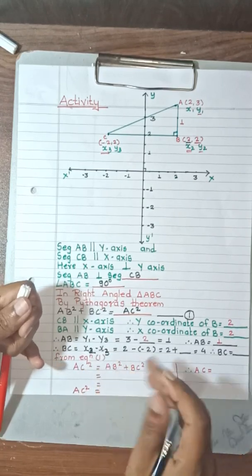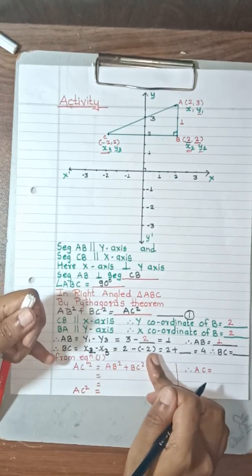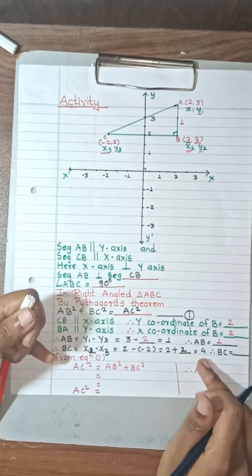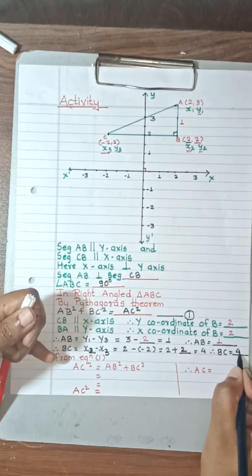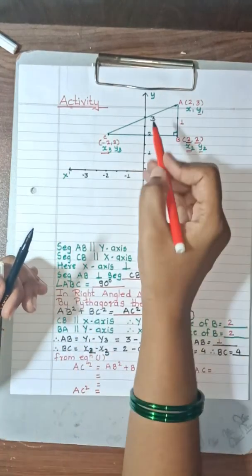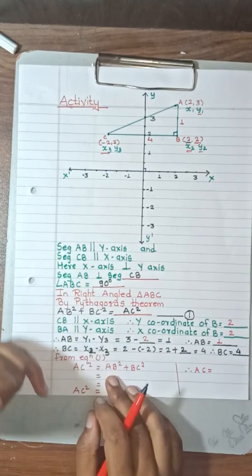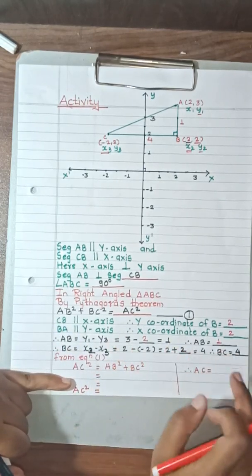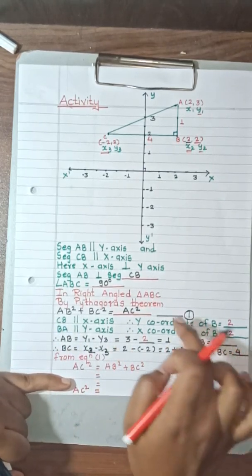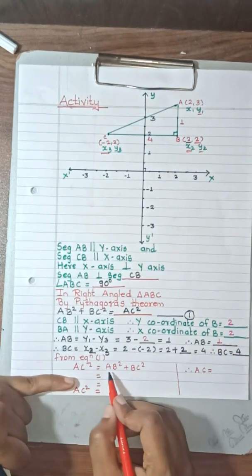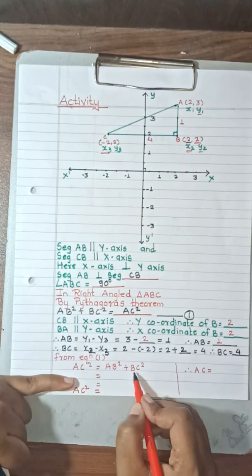x2 minus x3, that is 2 minus -2, that will be 2 plus 2, that is 4. So BC will be 4. So I'll write down here BC is 4. Now we are going to put these values of AB and BC in equation 1. Therefore AC square is equal to AB square plus BC square.